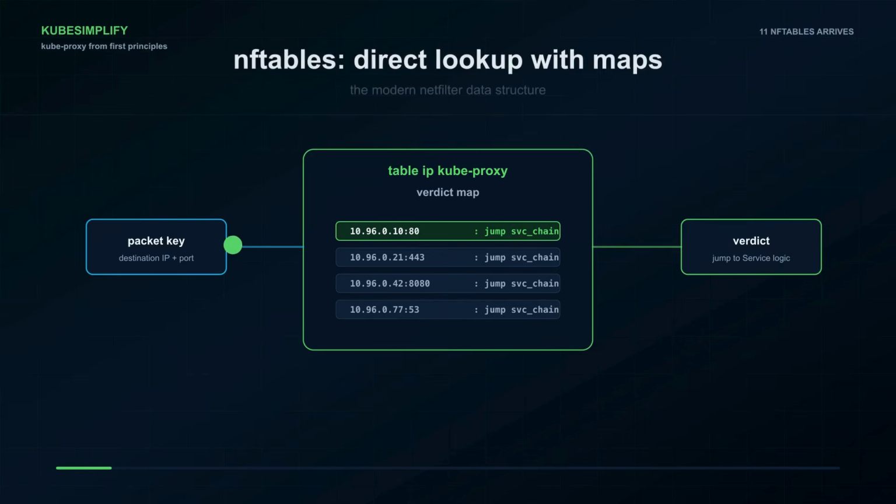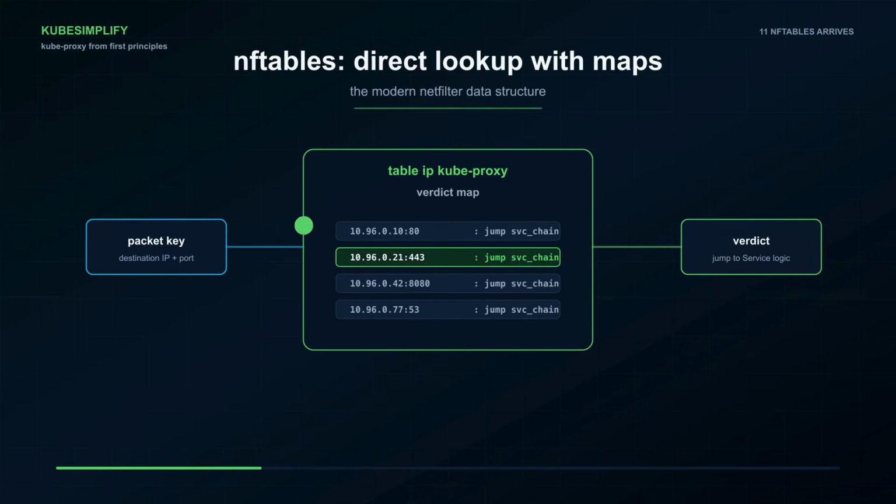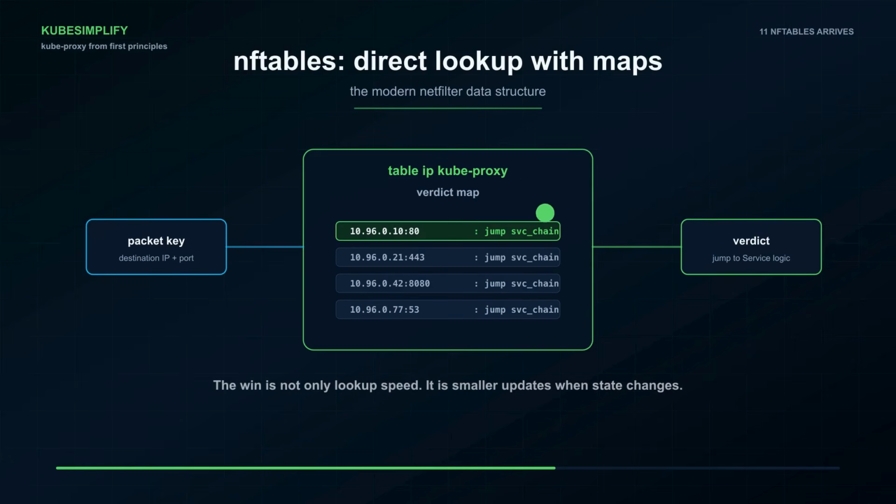NFTables is the newer netfilter interface. The beginner way to think about it is this. Instead of forcing the packet to walk a long list, kube-proxy can put service lookups in maps. The key is the destination IP and port. The value says where the packet should go next. That gives the node a more direct lookup, and kube-proxy can update smaller parts of the rules when the cluster changes.